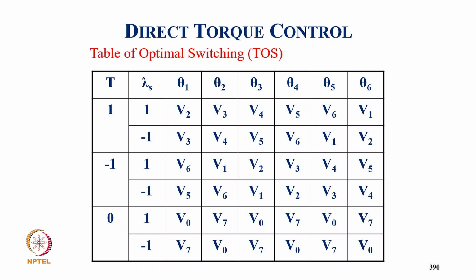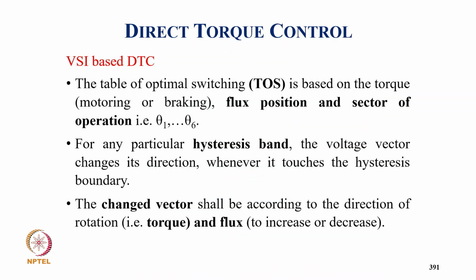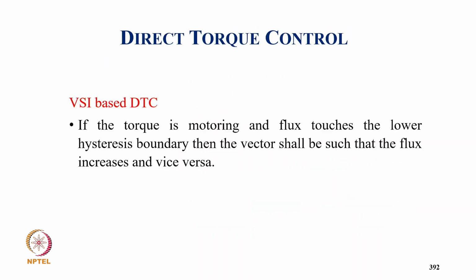The torque is 3 level, flux is 2 level, and you have sectors 1 to 6, and all the vectors are defined accordingly. So in VSI based DDC, the table of optimal switching is based on the torque, motoring or braking, flux position, and sector of operation theta 1 to theta 6. For any particular hysteresis band, the voltage vector changes in direction where it touches the hysteresis boundary. The change of vector shall be according to the direction of rotation. Torque and flux can increase or decrease, and if the torque is motoring and the flux touches the lower hysteresis boundary, then the vectors shall be applied such that the flux increases, and vice versa.